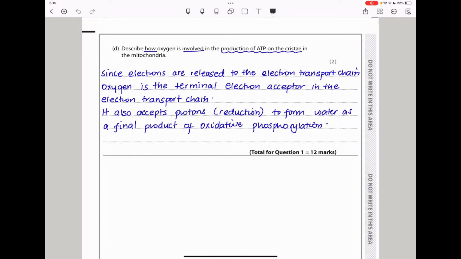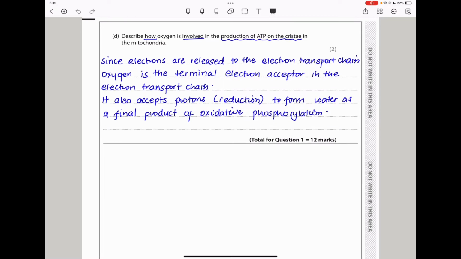So here I said, since electrons are released to the electron transport chain, oxygen is the final electron acceptor in the electron transport chain. It also accepts protons, or it gets reduced to form water as the final product of oxidative phosphorylation. So this brings us to the end of question 1. Let us continue to question 2.